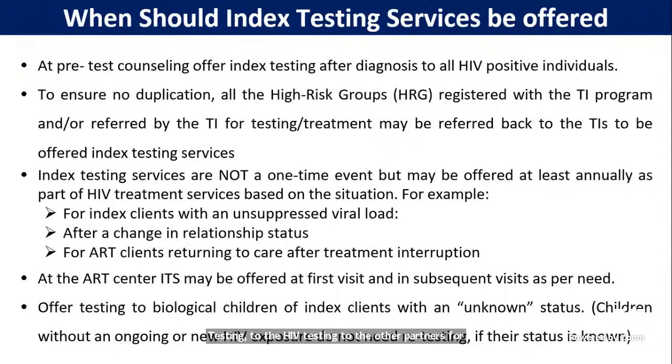For biological children, if the status is unknown at the time of ART enrollment, we need to inquire about them and offer them testing once. If they are tested and their status is known as negative, and without an ongoing or new HIV exposure, there is no need to retest them. But for the partners, we definitely need to retest them if they are at ongoing risk of HIV exposure. Next, please.